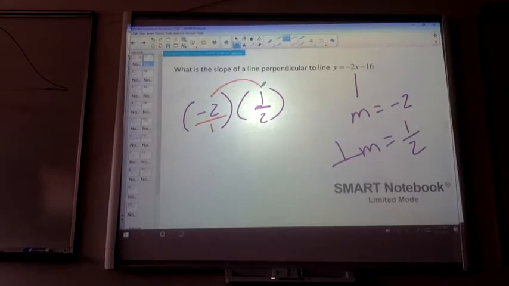Yeah. Which gives me this over this, which reduces to negative 1. Negative 1. Thank you for holding the sign.